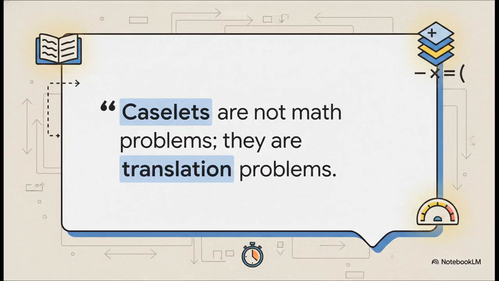Which brings us to the biggest paradigm shift you need to make right now. Think about it this way. Caselets are not math problems. They are translation problems. I really want that to sink in. Your job isn't crunching numbers right out of the gate. Your real job is to convert English sentences into equations faster than the person sitting next to you.